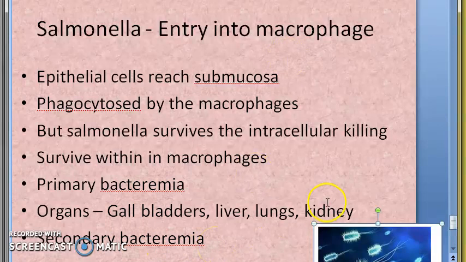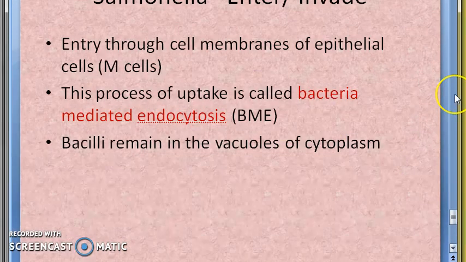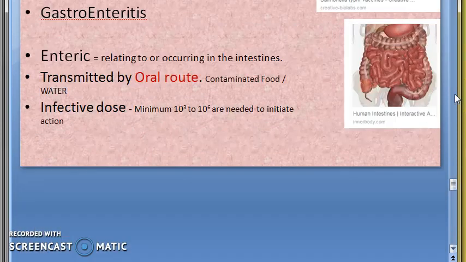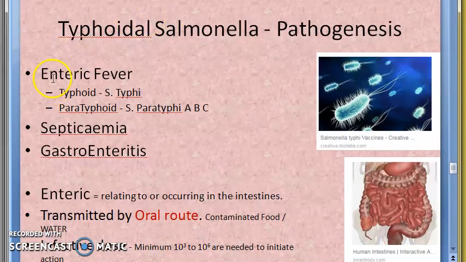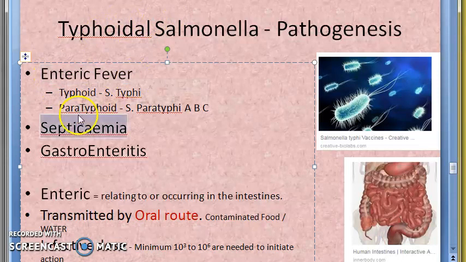So this was the pathogenesis. Let me tell you finally what it causes. It causes enteric fever like typhoid and paratyphoid. Paratyphoid and typhoid are types of enteric fever. Typhoid is caused by Salmonella typhi. Paratyphoid is caused by Salmonella paratyphi A, B, C. It causes septicemia, gastroenteritis. Okay, shall we move on now?